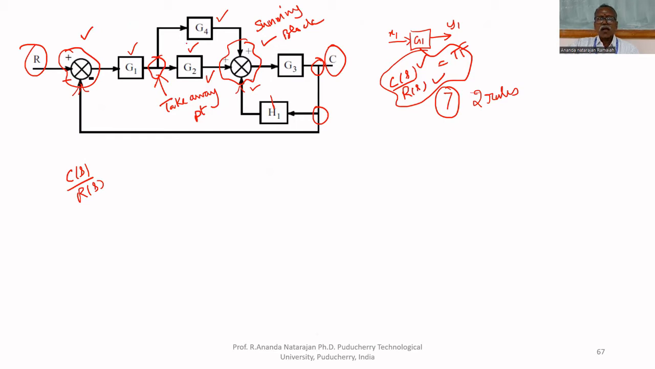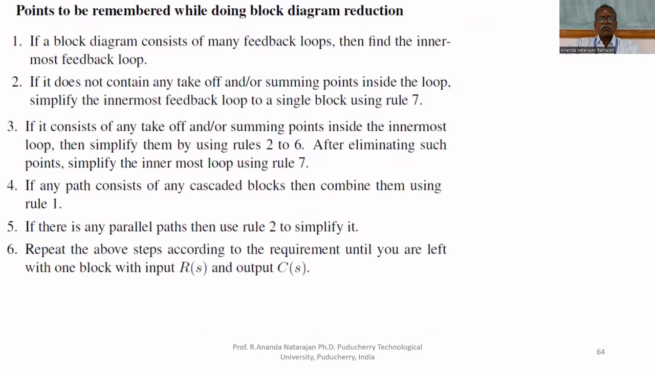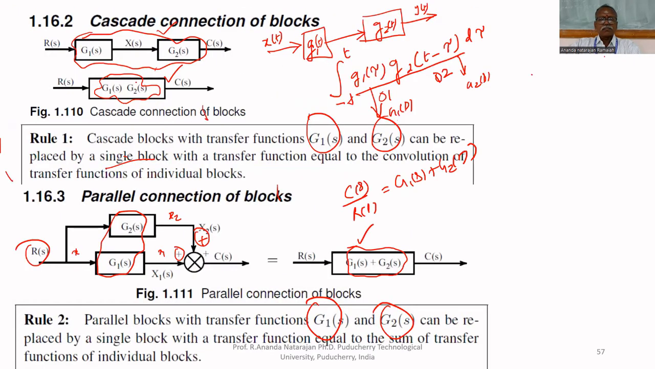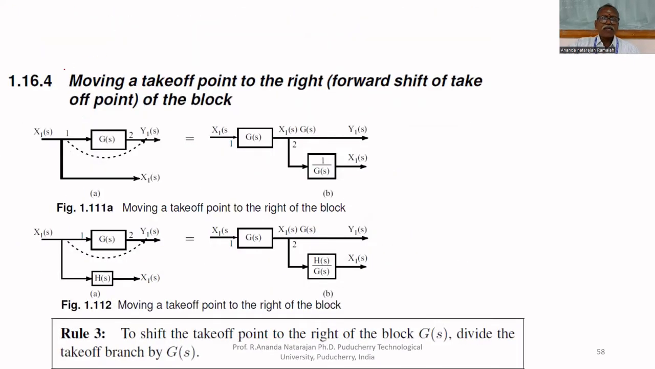But to reduce that, we have to move this takeaway point ahead of a block, or sometimes before that block. For that some rules are required. We should know the rules. So, moving a takeoff point or takeaway point to the right. I want to move this takeaway point or takeoff point from point 1 to point 2. Then only I can reduce the block diagram.